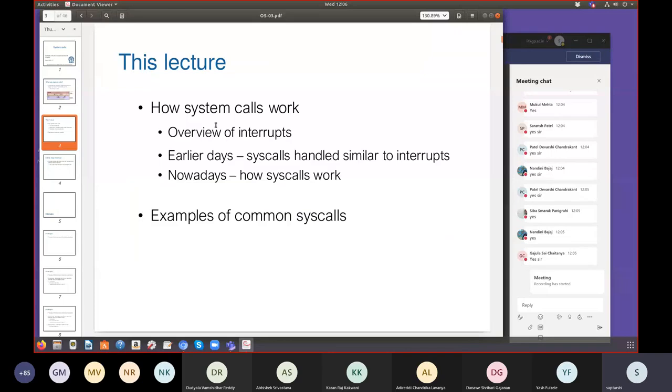So basically we will check how system calls work, and we will see that system calls actually have an important relationship with interrupts. Now, since all of you have done a computer organization and architecture course, I assume that you have a fairly good knowledge about interrupts. Right, so we will do a small overview. However, we expect that you know how interrupts work. So as we will see, system calls also have a very big relationship with interrupts, right? And actually, in earlier days, the system calls used to be handled quite similar to interrupts, right? So let us check that.